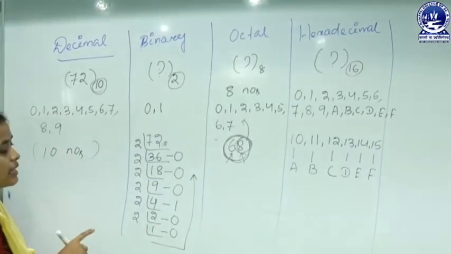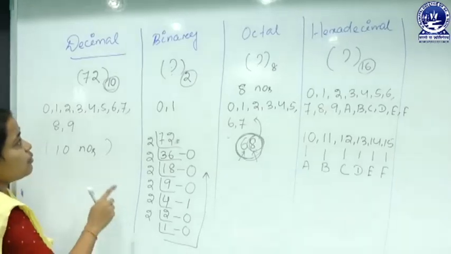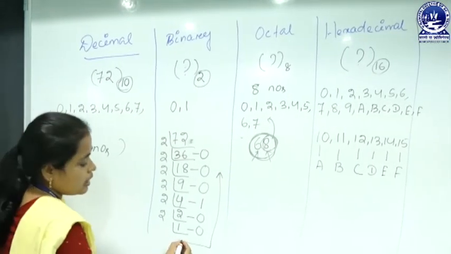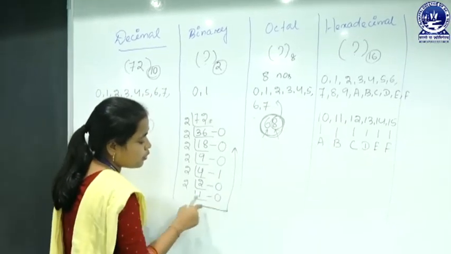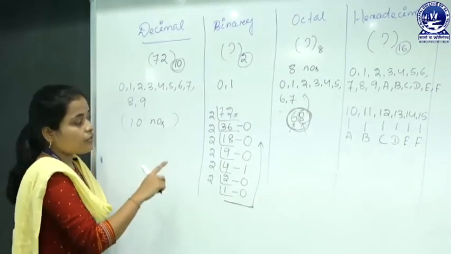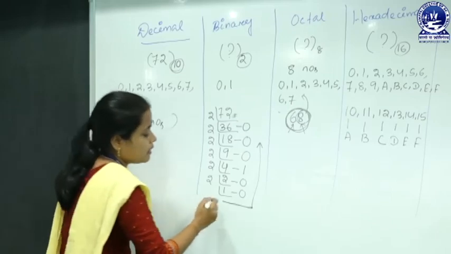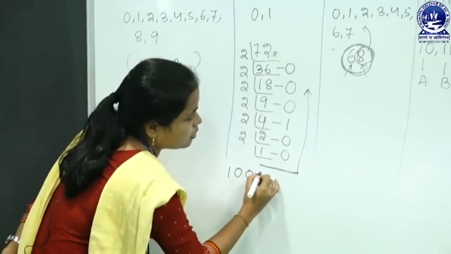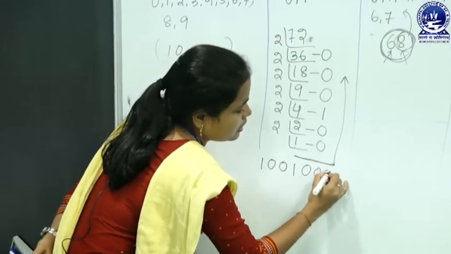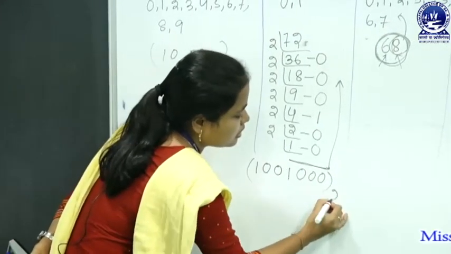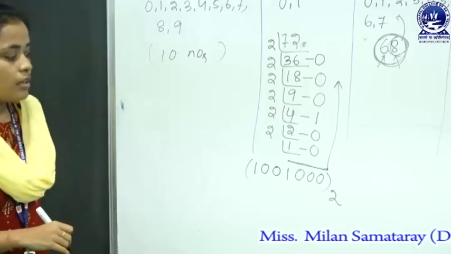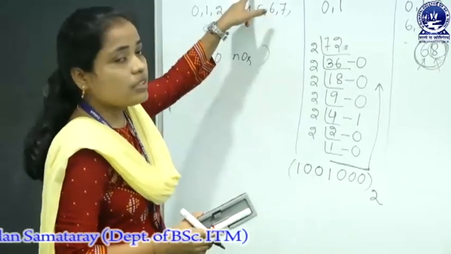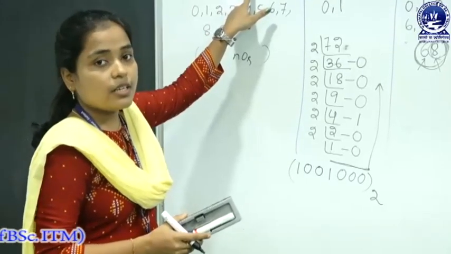Okay. I repeat it again. If you want to write the binary value of the decimal number, then you have to write from bottom to top, not from top to bottom. That means first we have to write 1, 0, 0, 1, 0, 0, 0, then radix is 2. So, this is the binary value for the decimal number 72.